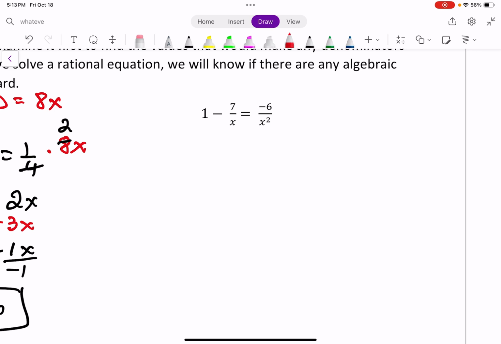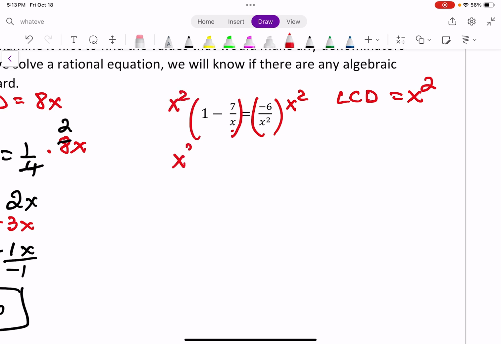All right, what's the LCD here? It is x to the power of 2. So remember, the LCD is a multiple, something bigger than all your denominators. It could be divided evenly by all your denominators. So I multiply everything by x squared. So again, let me take it nice and slow and multiply it to each one of these fractions.